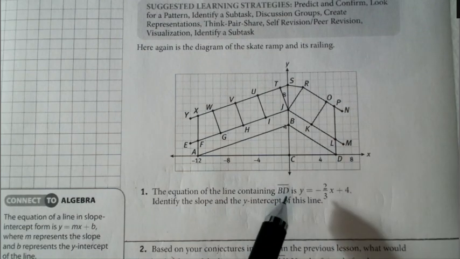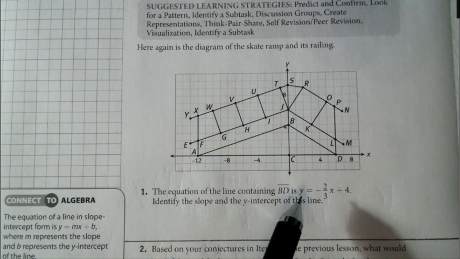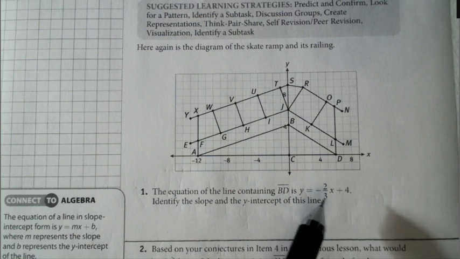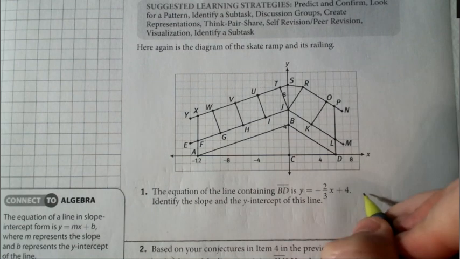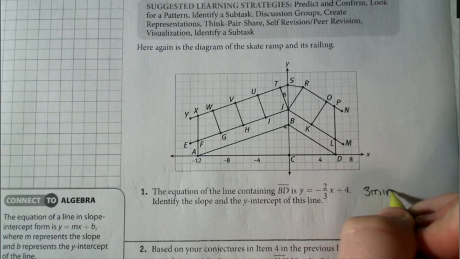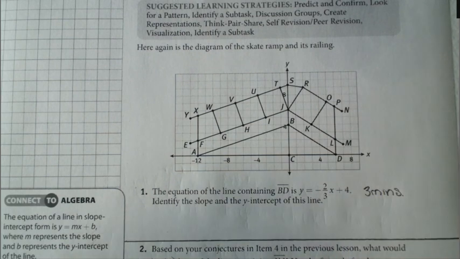It says that equation is y equals negative 2 over 3x plus 4. It asks you to identify the slope and the y-intercept. This shouldn't take you longer than 3 minutes to complete. So go ahead, pause your video. Please answer question number 1.